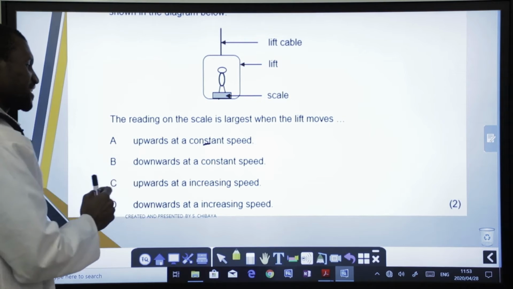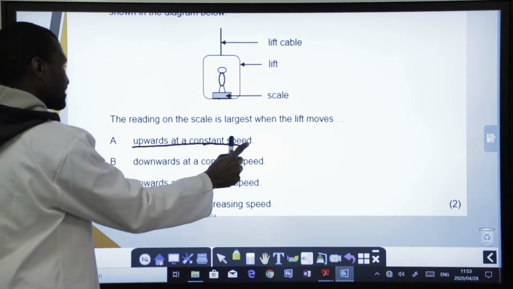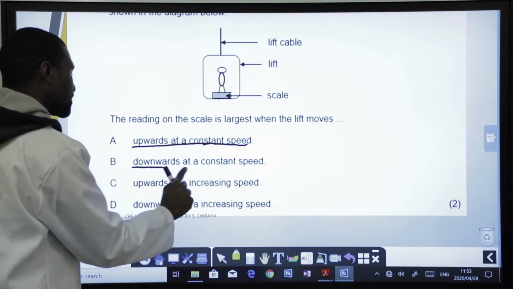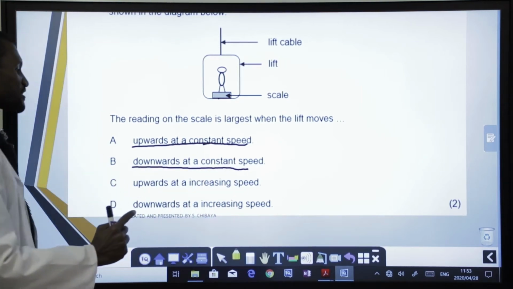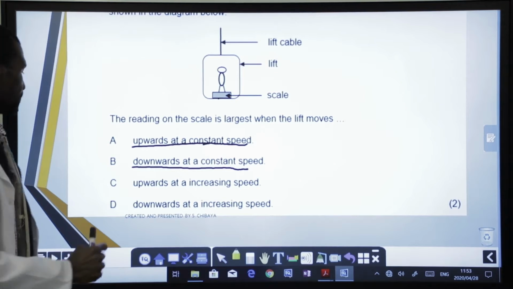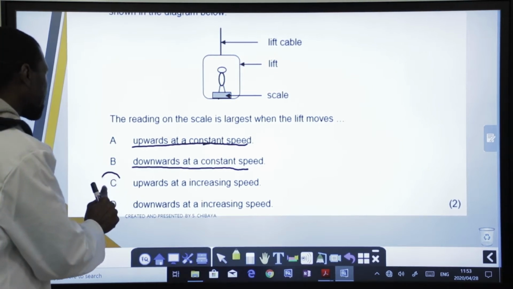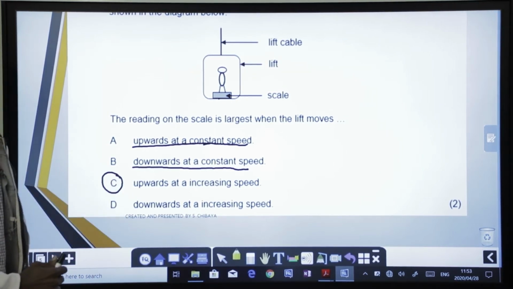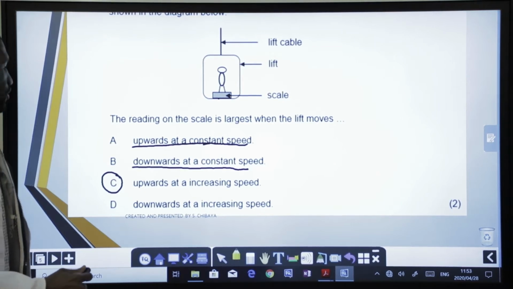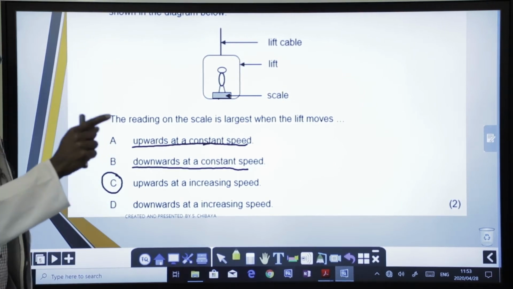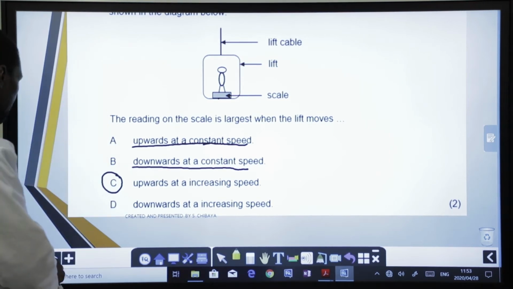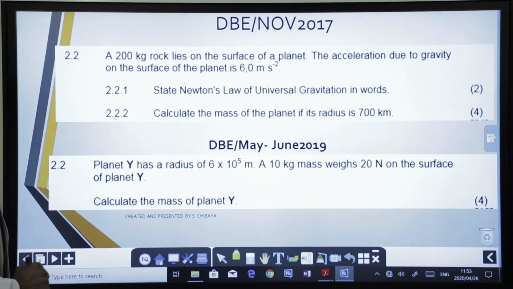Upward at constant speed? No, it must remain the same. It can't be this one. Downwards at constant speed? No, it can't be this one. But when it's moving upwards at an increased speed, there is going to be an increase in the measurement of the weight. You can also think about it in terms of the force W that is increasing because the object is now moving further up. So that's the answer for this particular question.